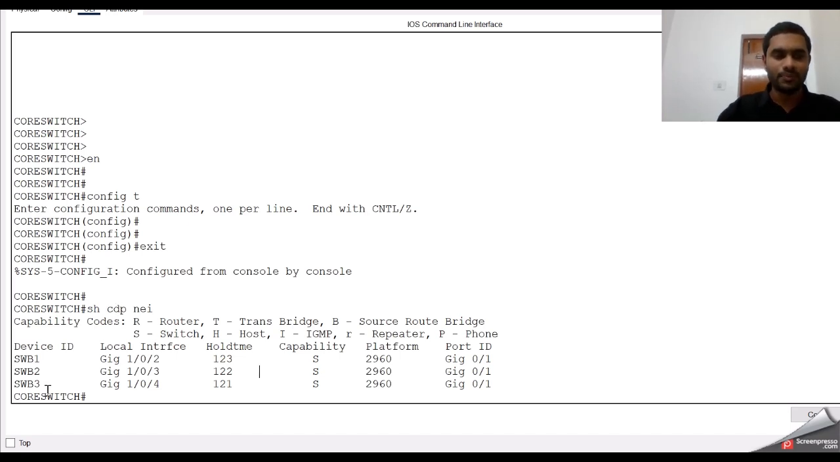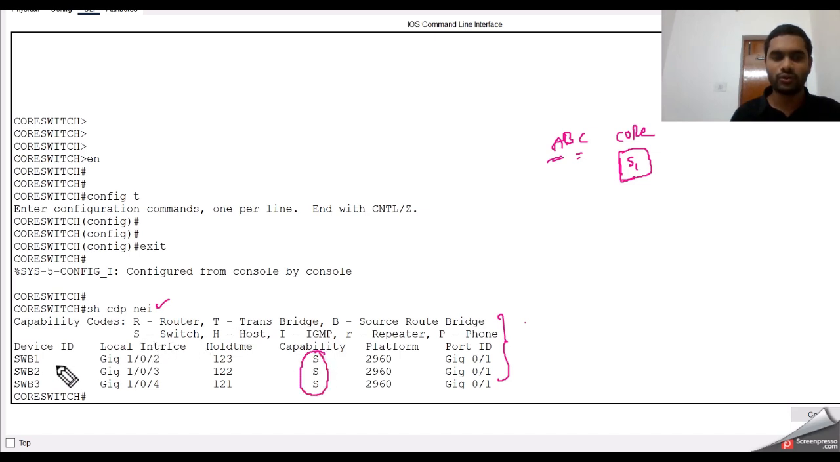So CDP, if you see, is clearly telling how many neighbors I have. With this output, you can even draw the topology. Let's say Manoj is a network engineer newly joined to some ABC company, and I have got access to this core switch. Now my manager asks me to draw the topology maps. So this is my switch 1 and this is acting as a core switch. Now if you see, there are capabilities, and you can see the capability is S only.